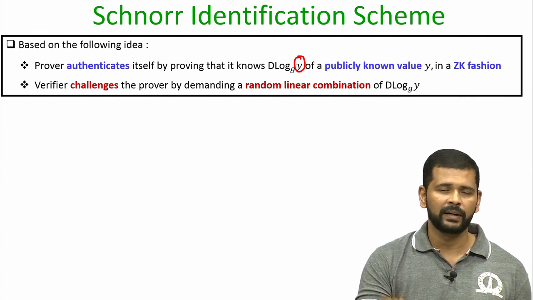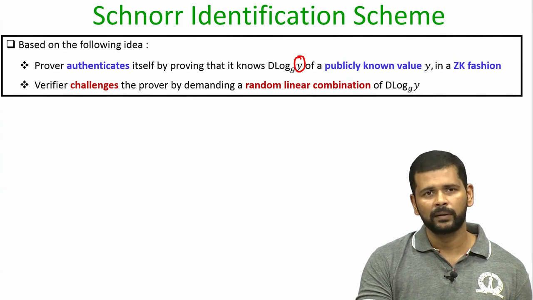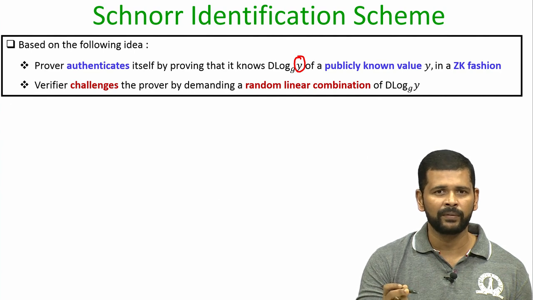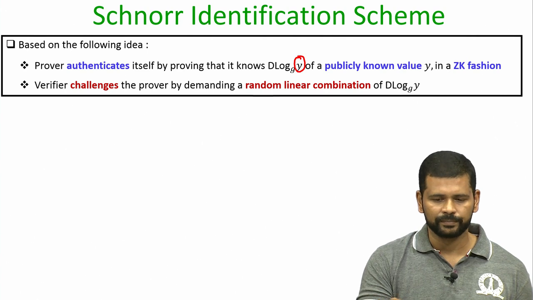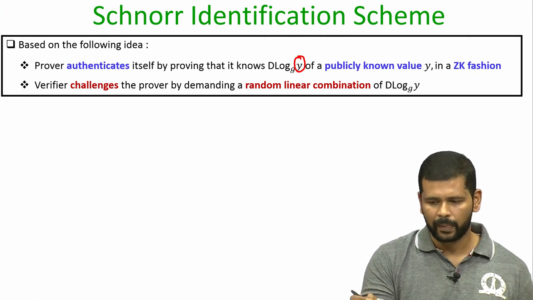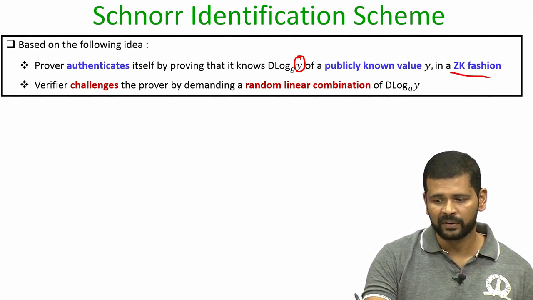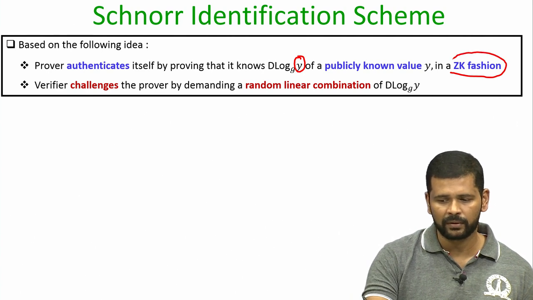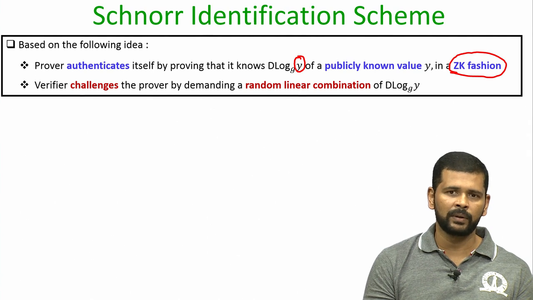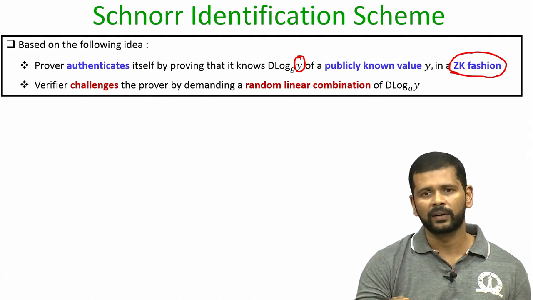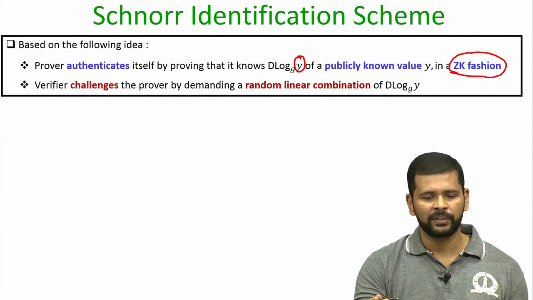So, the idea here is that indeed if the prover knows the discrete log of y, then it should be able to produce a random linear combination of the discrete log of y with any other value from the corresponding range of the discrete log. And this whole interaction happens in a zero knowledge fashion, in the sense that throughout the interaction it will be ensured that if the prover knows the discrete log of y to the base g, then that discrete log is not learnt by a malicious verifier.